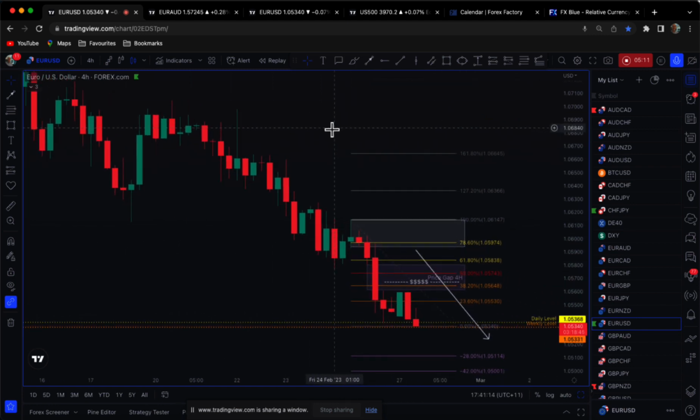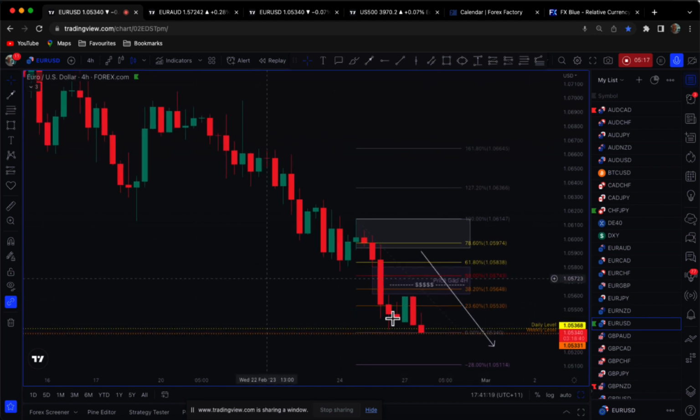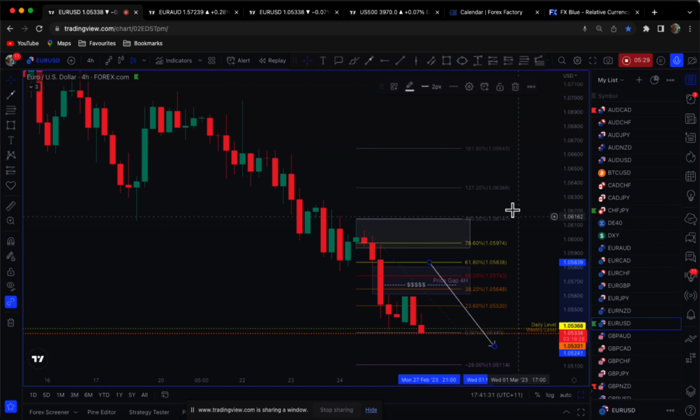So for me, definitely I don't want to be shorting this at this level. These stops will most likely get taken out. I'd be interested to see if we get a pullback into the 61.8, something like that.